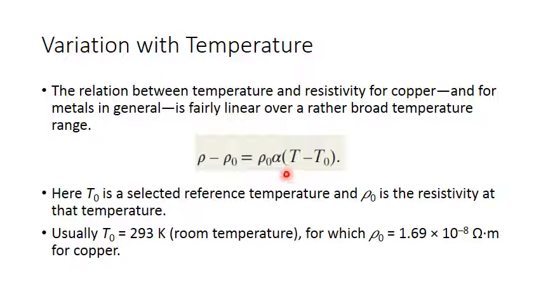Temperature here can be represented as an absolute value or in general degrees. So we can say that T naught is 293 Kelvin at room temperature, and rho naught, for example, at room temperature for copper is 1.69 multiplied by 10 to the power minus 8.